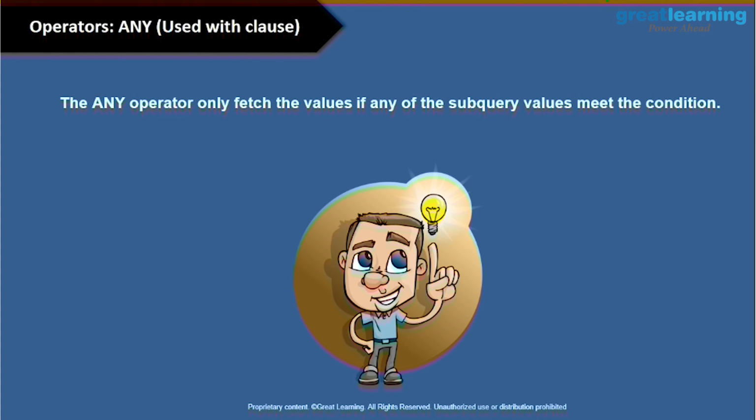Now we are going to talk about the ANY operator. It's an operator which is used with a clause. So what is this ANY operator? The ANY operator only returns the values if any of the subquery values meet the condition. We already learned what a subquery is and how we can use it. Suppose you have two queries and you have used the subquery concept, and from there you use the ANY operator, which is going to give you the result if any of the subquery values meets the condition. So let's go to MySQL Workbench and have a look at how the ANY operator works with a subquery.